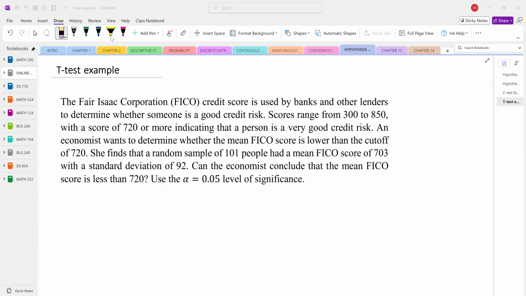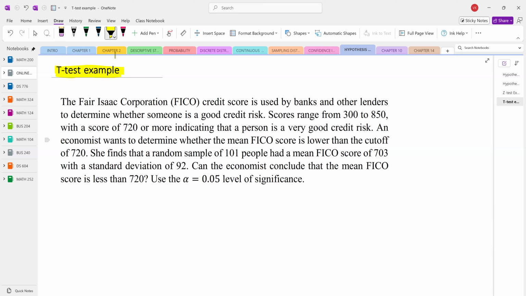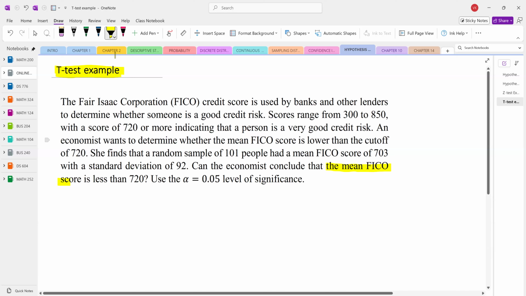All right, hello. Let's discuss another example of hypothesis testing. So this will be an example of a t-test. We're going to test a claim that the mean FICO score is below 720. So let's record this claim. This claim is about the population mean. So we say mu is less than 720.